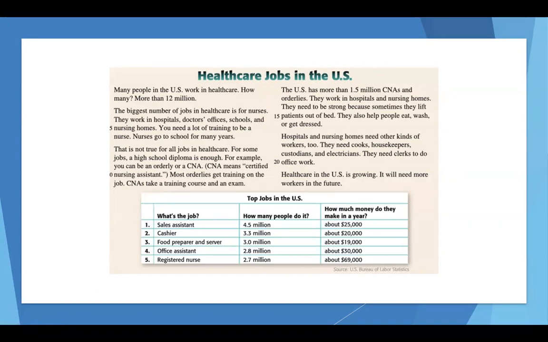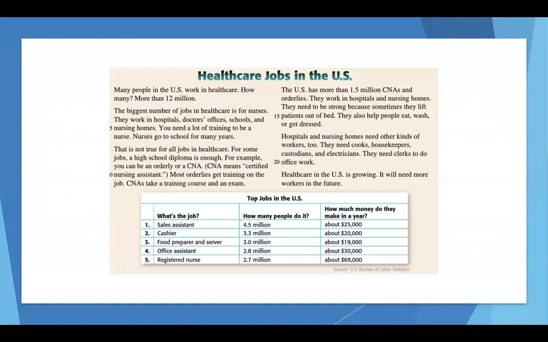You need a lot of training to be a nurse. Nurses go to school for many years. That is not true for all jobs in healthcare. For example, for some jobs, a high school diploma is enough. For example, you can be an orderly or a CNA. CNA means Certified Nursing Assistant. Most orderlies get training on the job. CNAs take a training course and an exam.